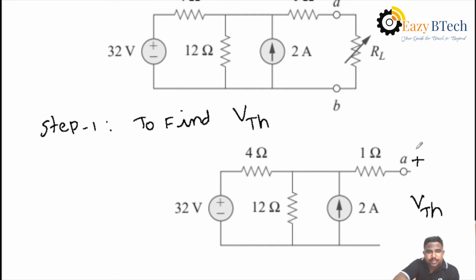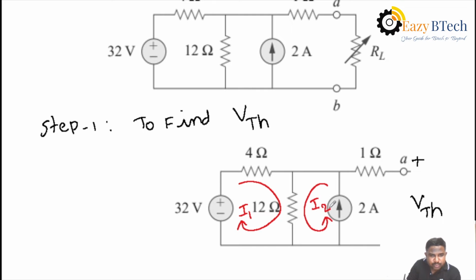Then apply KVL. After opening RL, the circuit changes into two loops. I am considering the first loop current as I1 and the second loop current as I2. In the second loop, we have a current source of 2 amperes. That's why the I2 value is 2, taken in the same direction as the source, so it is a positive value: I2 equals 2 amperes.